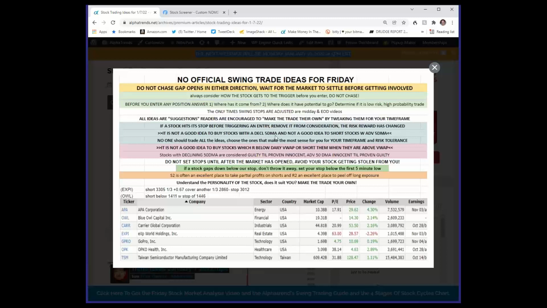It's not a good idea to buy a stock if the 5-day moving average is declining, or if the 5-day moving average is advancing, you don't want to short it. That is a cardinal rule to me. Don't fight the direction of the 5-day moving average.